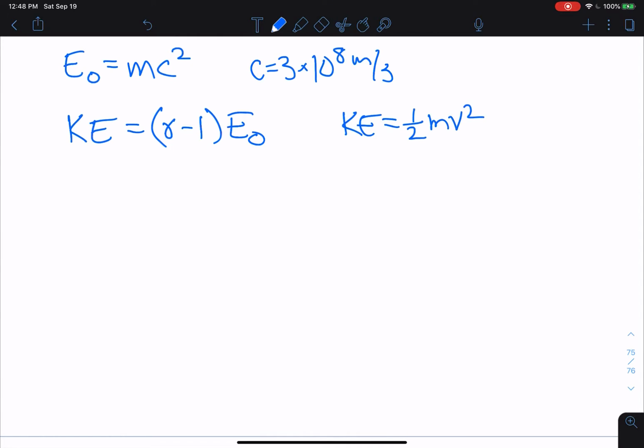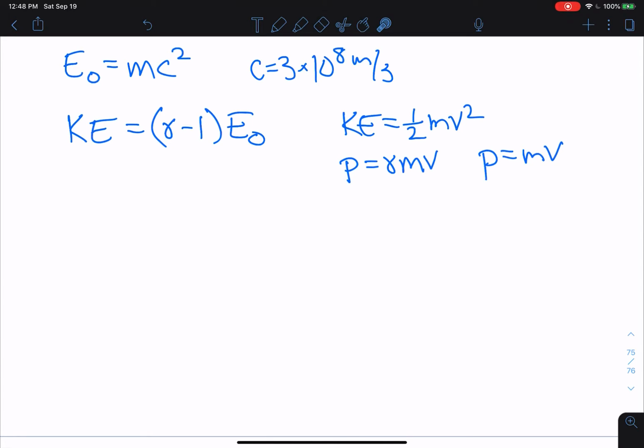Unlike, say, when you want to talk about momentum, the relativistic formula for momentum is gamma mv and the classical form is mv. It's easy to see how we get from the relativistic form into the classical form. But from here to here, they look drastically different. But in fact, this does turn into the classical form, and I want to show you how that happens. So first, we have to talk about the binomial theorem.